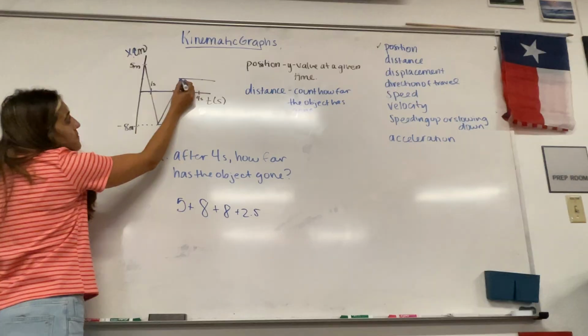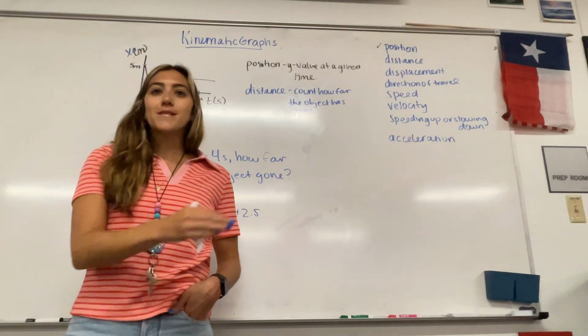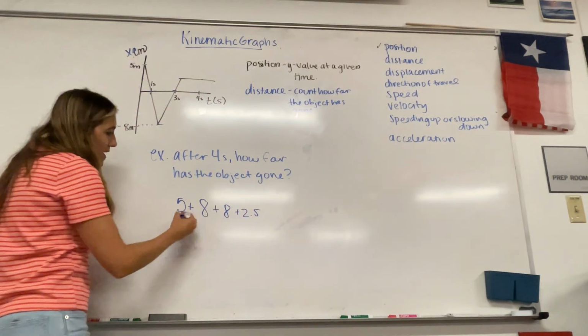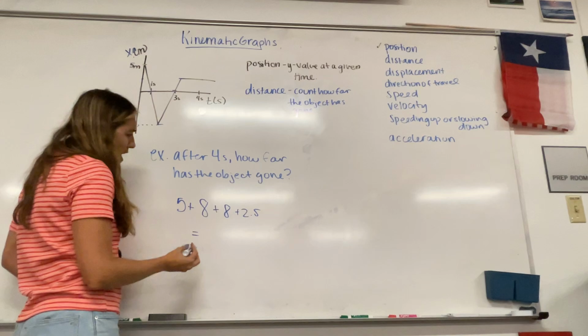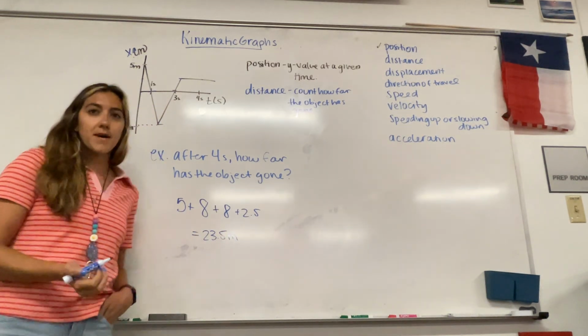From about 3.1 seconds until 4 seconds, I'm at the same position the whole time, which means I'm not moving, so my distance is staying the same. So if I add this up, 23.5 meters would be my distance.